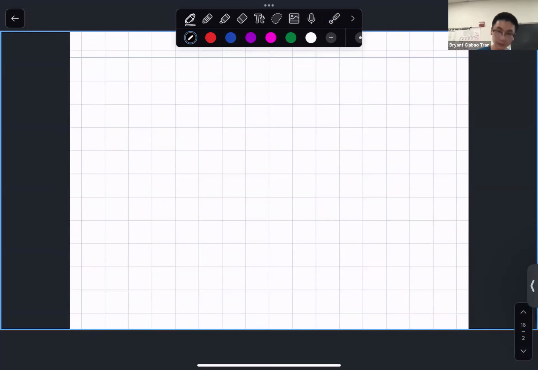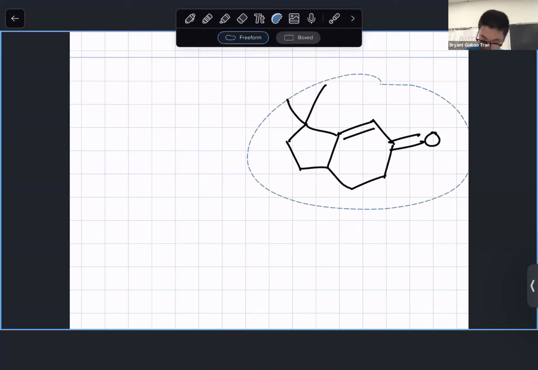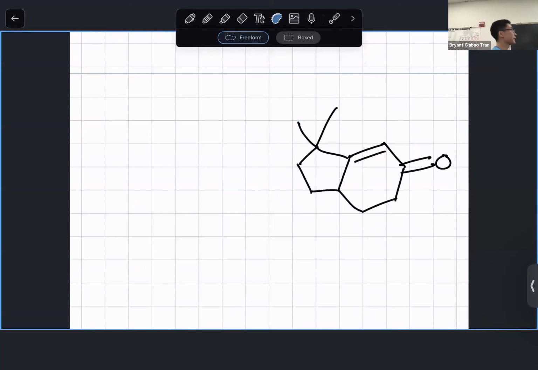Okay, so let's say we have this as the product. Here, okay. And let's say we have this as the Robinson annulation product. Predict the carbonyl that made the enolate nucleophile and the enone that is the electrophile here. There's two disconnections you make. The first disconnection is to find out where the 1,5-dicarbonyl is. The second disconnection is to find out where your enone is.